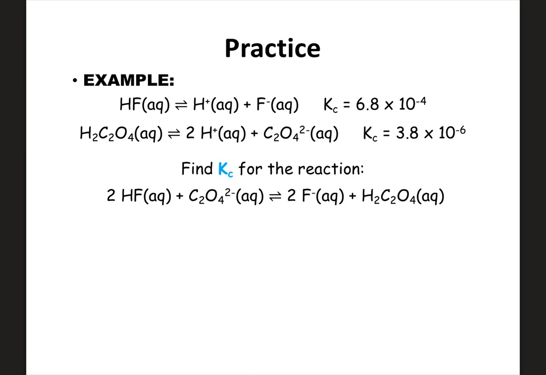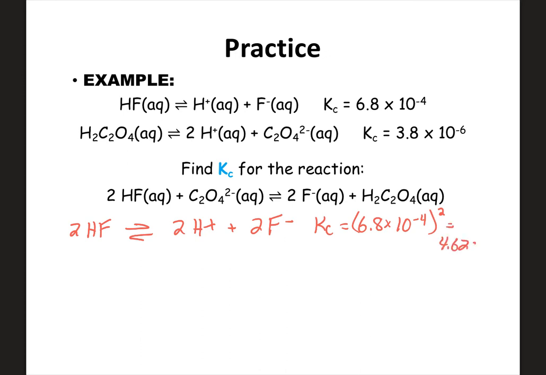So I'm going to rewrite this here. I'll have 2HF now in equilibrium with 2H plus 2F minus. All right. And then my Kc here was the 6.8 times 10 to the minus 4th. But now I'm going to have to raise it to the power of 2 because I multiplied the reaction by 2 here. Okay, so just realize your new K value is going to be 4.62 times 10 to the minus 7th for the reaction. So if I multiply a reaction by a number, I take the K value, raise it to the power of that number that I multiplied by.